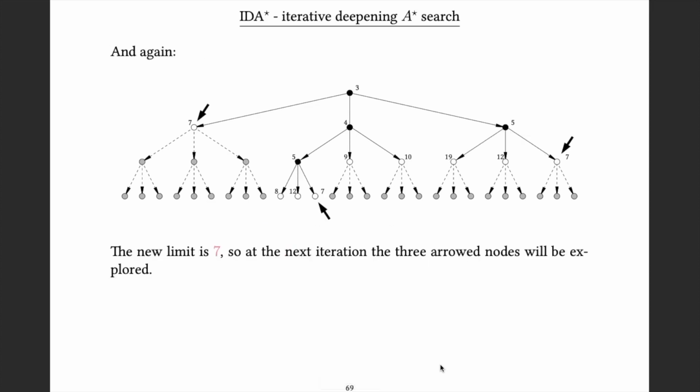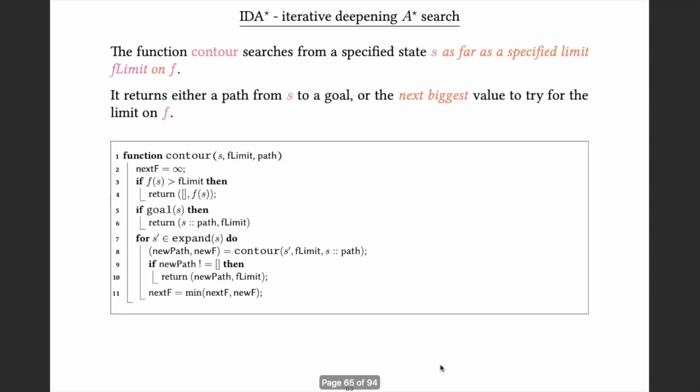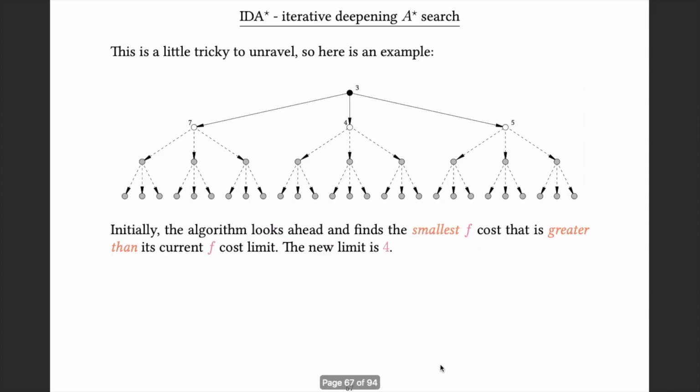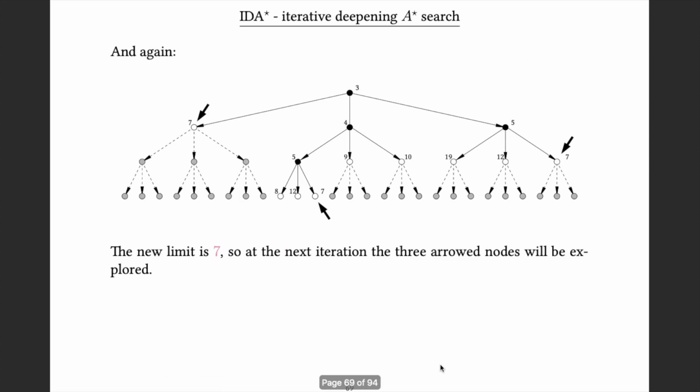Now we go through again. So we start from the root. On the left we see 7, which is greater than 5, so we stop. And we keep our value next f as 7 until we see something smaller. We look in the middle of the tree, we see an f cost of 4, that's within our limit.